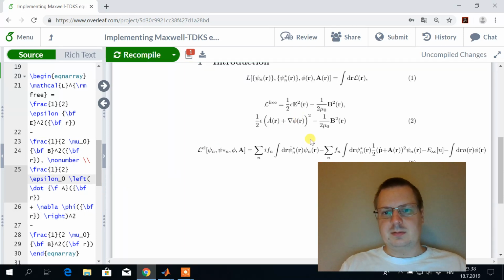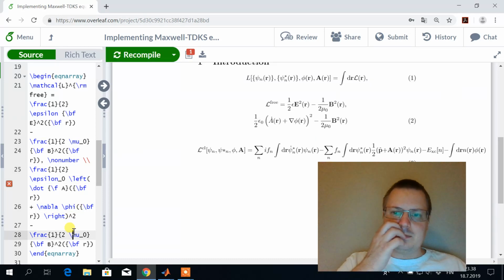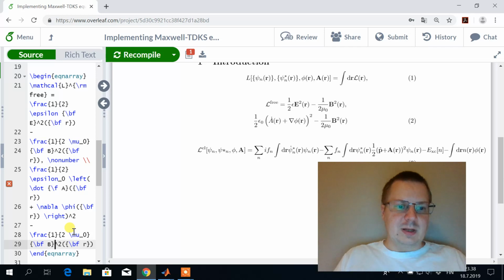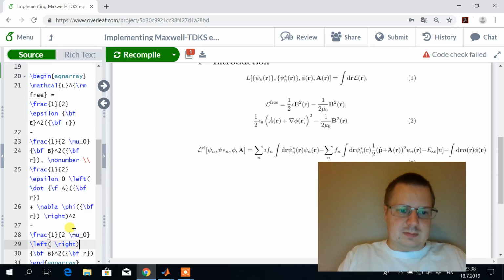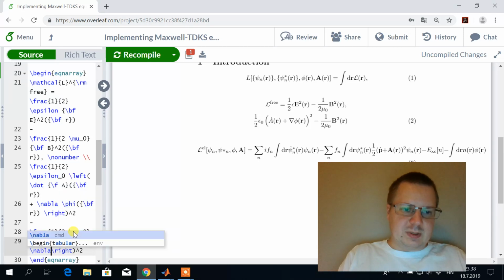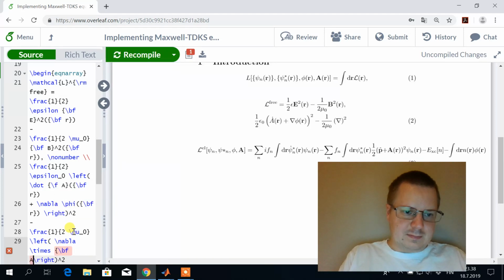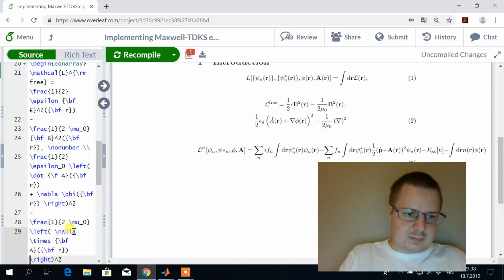Okay, so now, we know that the B will be nabla cross A, and that's also squared. So this will be nabla times A, like so.